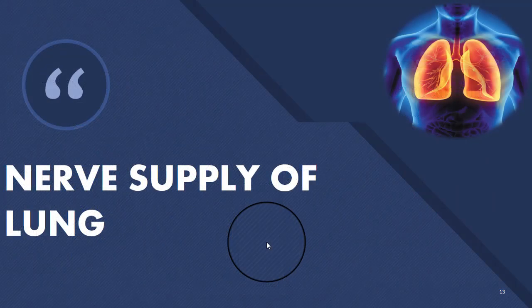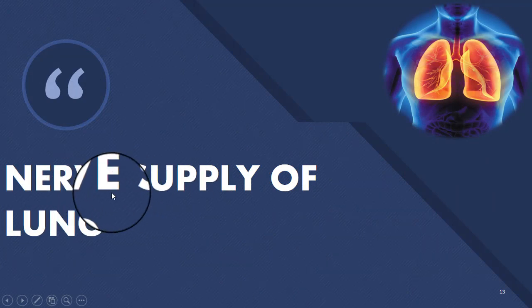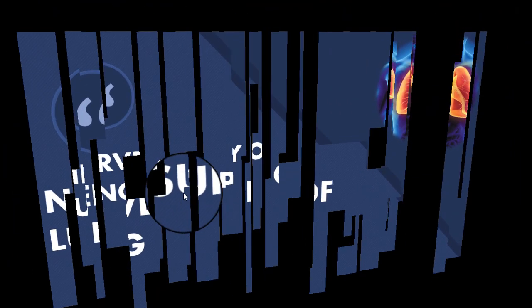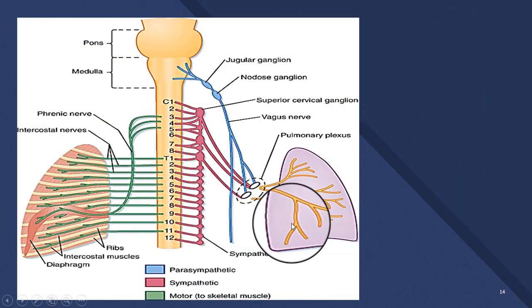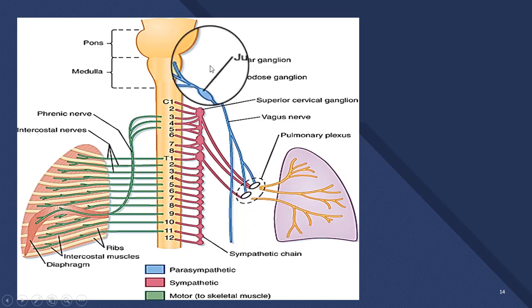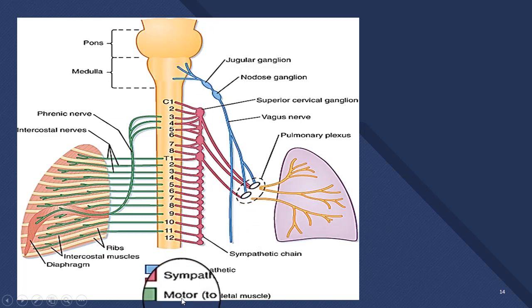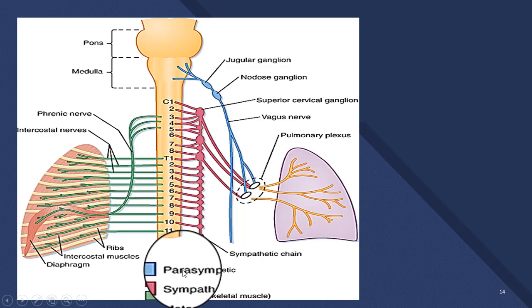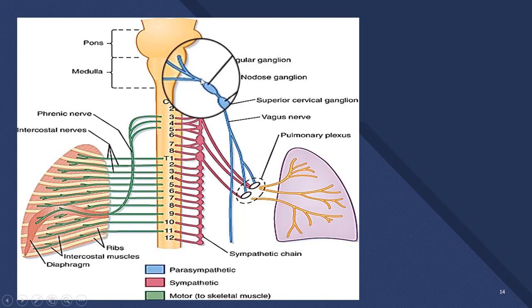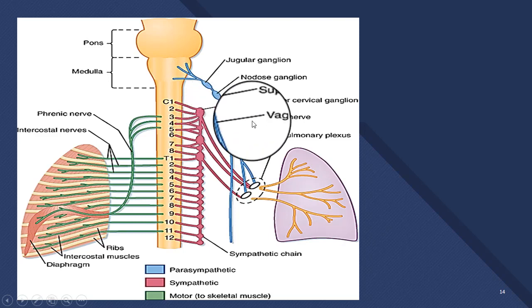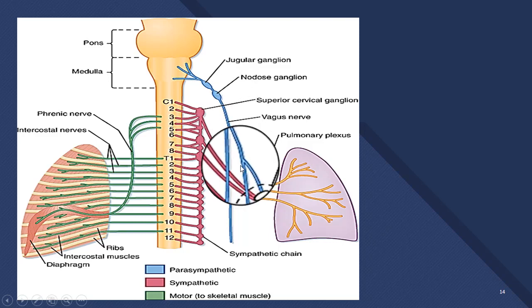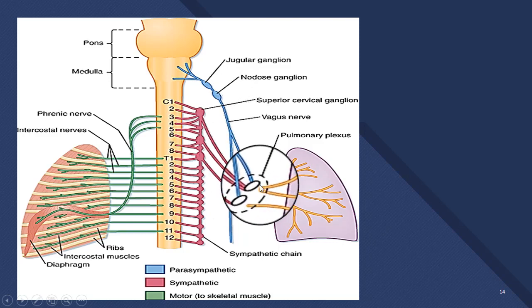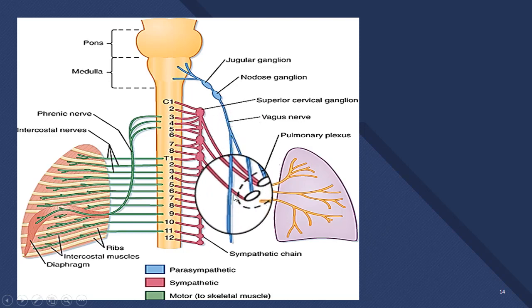Now next we'll talk about the nerve supply to the lungs. So let's talk about it. The nerves of the lungs are derived from the pulmonary plexus. They feature sympathetic, parasympathetic, and visceral afferent fibers. First of all, we'll talk about the parasympathetic fibers. They are derived from the vagus nerve. They stimulate secretions from the bronchial glands, contraction of the bronchial smooth muscles, and vasodilation of the pulmonary vessels.